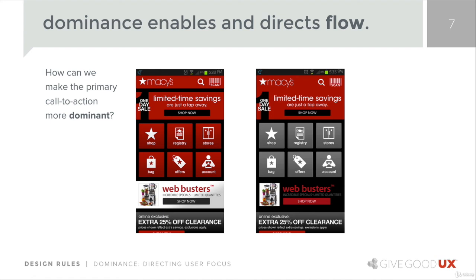We go from an area of absolute dominance, and then we step it down as we go through things. The offer is of primary importance. The navigation is of secondary importance. The ad, the Webbusters ad, and the ads below it are of tertiary importance. You establish order by starting with a dominant element.